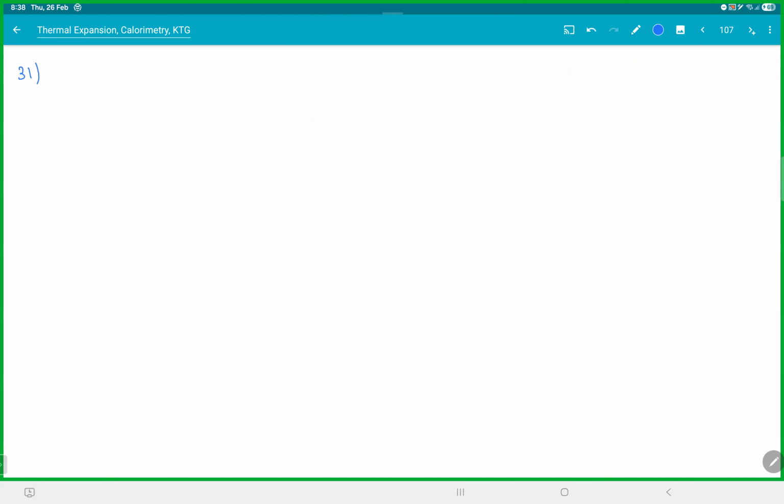Let's see one more. This is a good one. If 2 moles of helium at 300 Kelvin and 3 moles of hydrogen at 300 Kelvin are mixed, find V RMS. You have a mixture of gases.